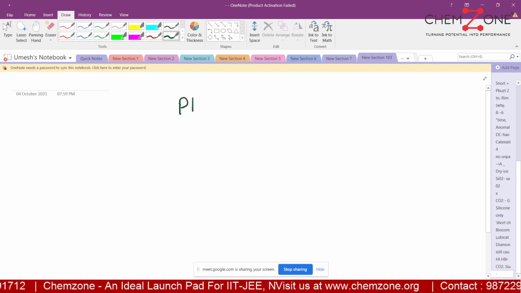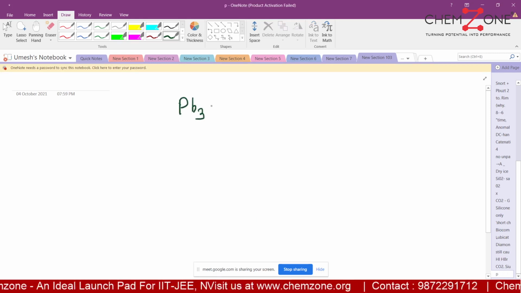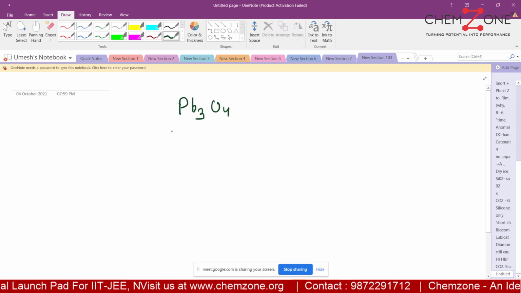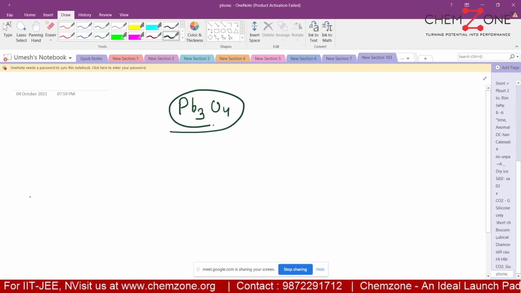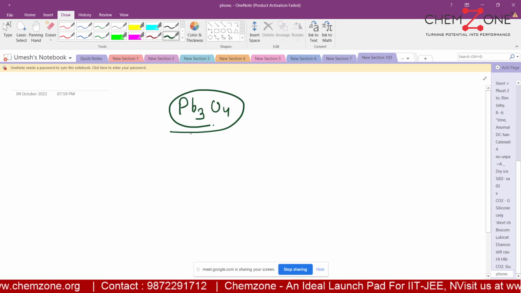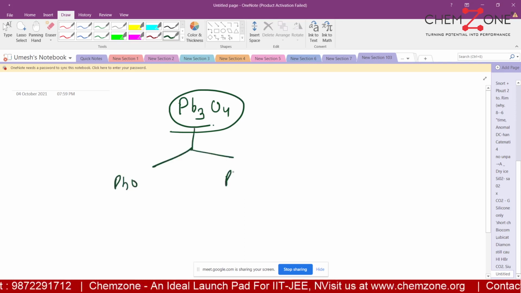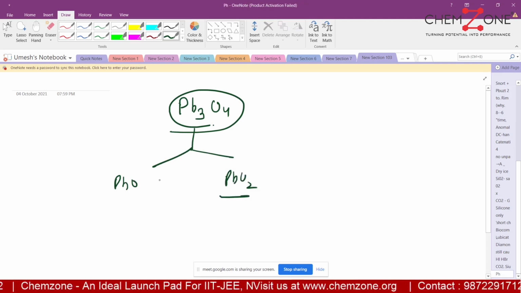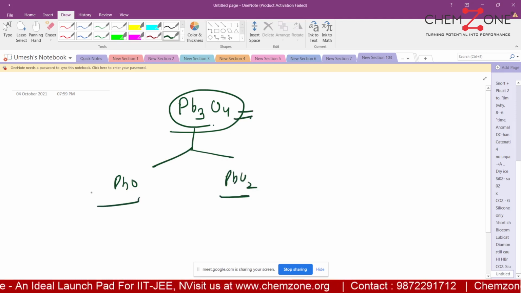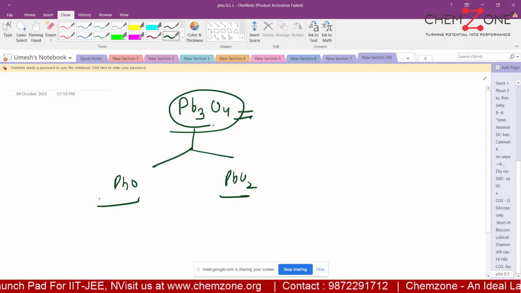One compound, I'm giving you just one piece of information: Pb3O4. This compound is a mixture of PbO and PbO2. It's just a mixture of PbO and PbO2.